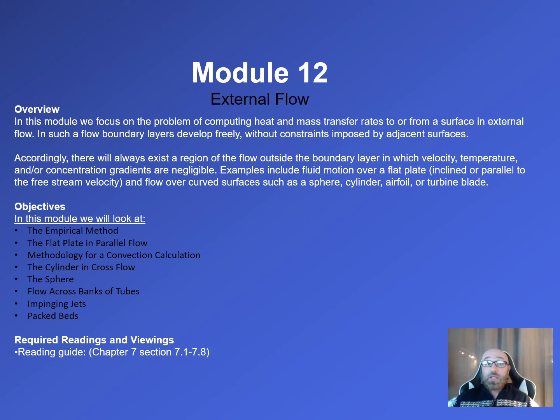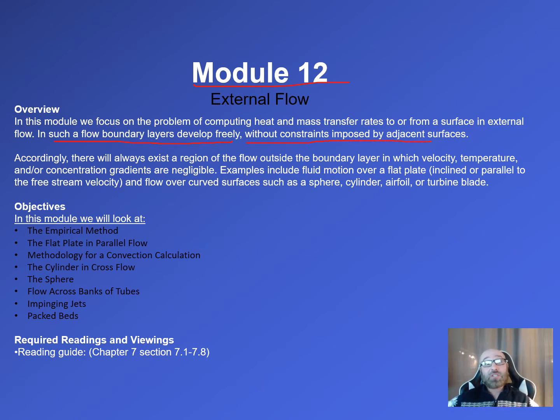So as we jump into our content for Module 12, looking at external flow, within this module we're going to focus on the problem of computing heat and mass transfer rates to or from a surface in an external flow. In such a flow, boundary layers develop freely without constraints imposed by adjacent forces. So this will be the bulk of what we're going to be looking at within Chapter 7.